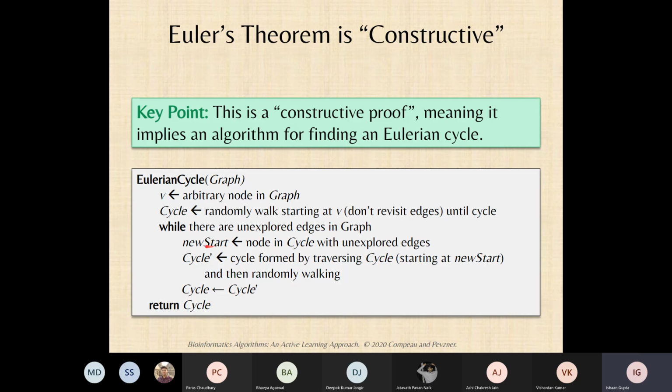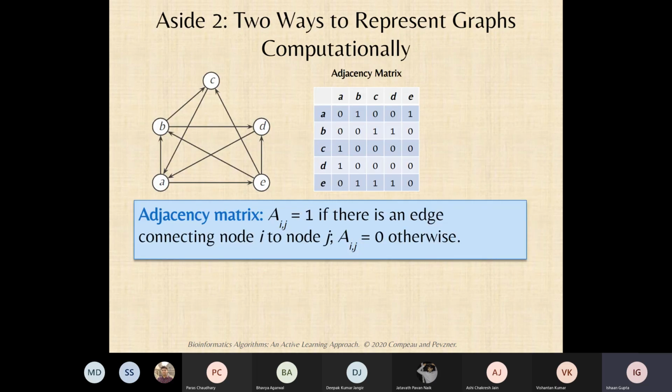So as soon as you finish this, you have a new cycle. Then you go to another unexplored edge, you have a new start, and you start to walk on unexplored edges. Then you get a new cycle, and you keep on doing this until there are no unexplored edges left. So this is the simple algorithm for the Eulerian cycle.